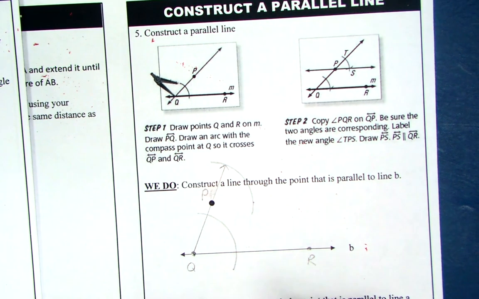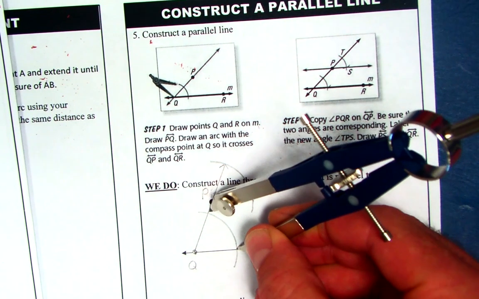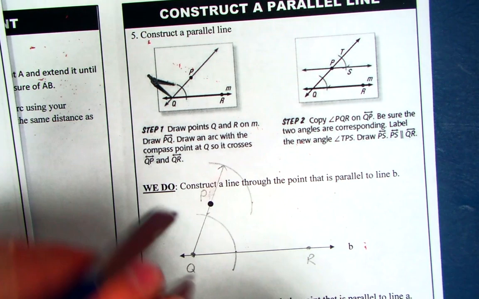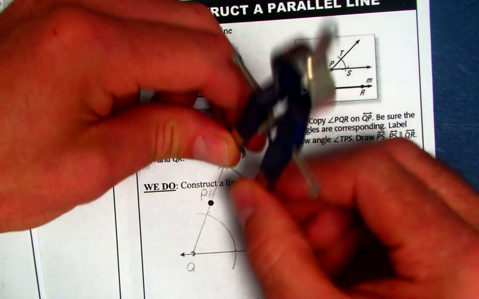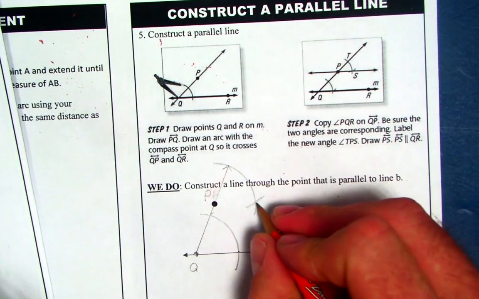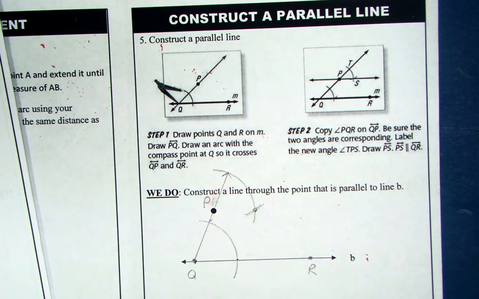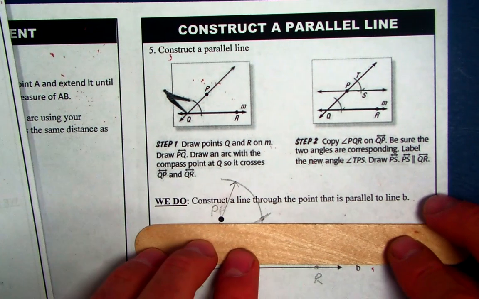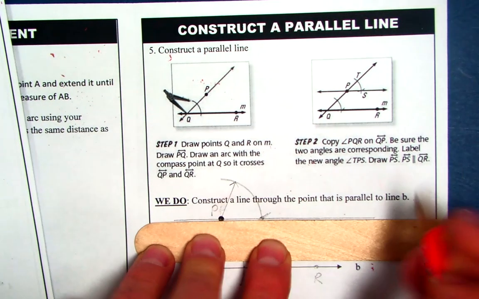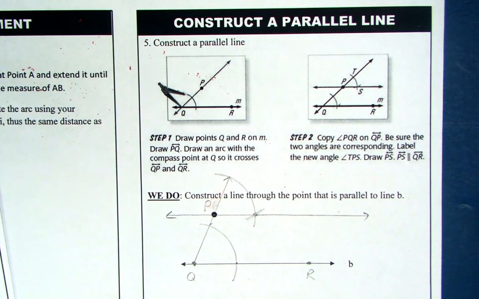Okay, now we're just going to copy the angle, which means we need to measure the first one. All right, so we measure how open that first angle is. And we come over here to our point of intersection, and we draw an arc. Well, now if we draw a line through P and this point of intersection, we've got a line that's parallel to our original line and through point P.